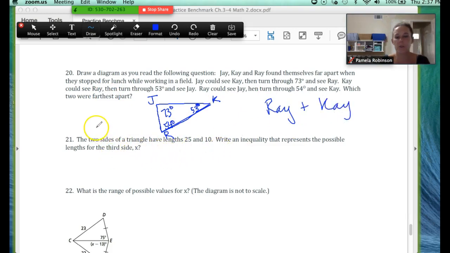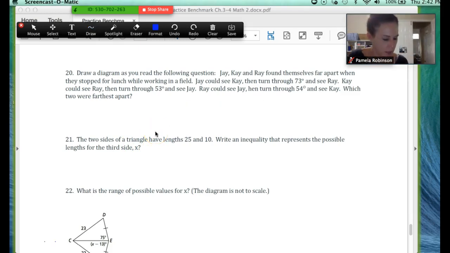Okay, so let's go to 21. The two sides of a triangle have lengths 25 and 10. Write an inequality that represents the possible lengths for the third side, x. That is also in that same section. I believe it's the theorem. Okay, that is theorem 35. And it says the sum of the lengths of any two sides of a triangle is greater than the length of the third side. And that's just this thing.